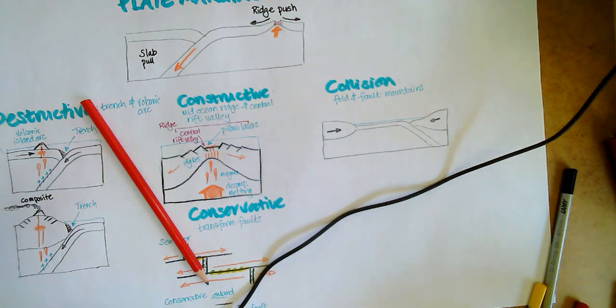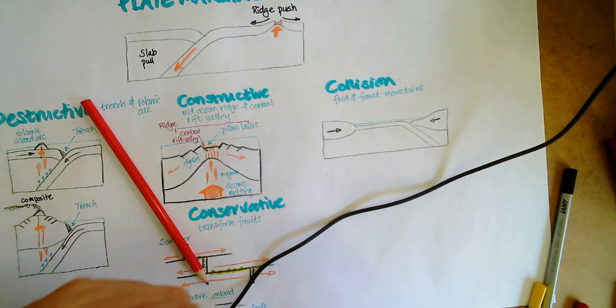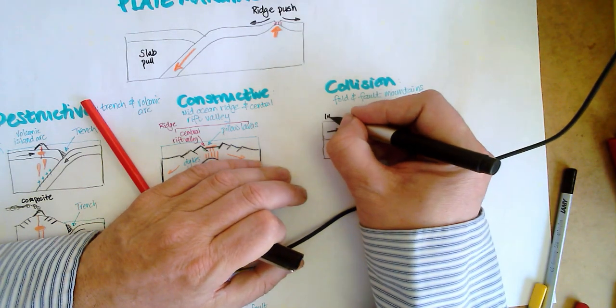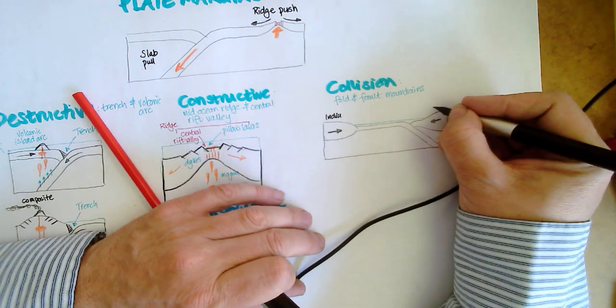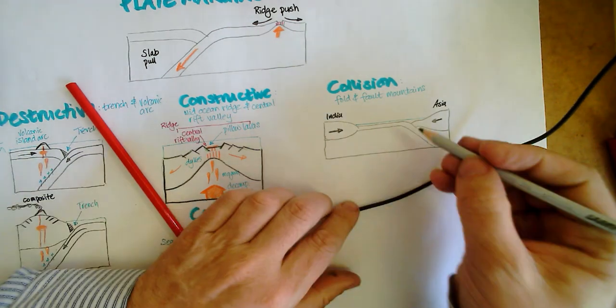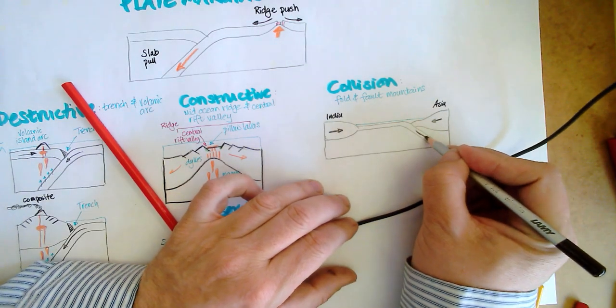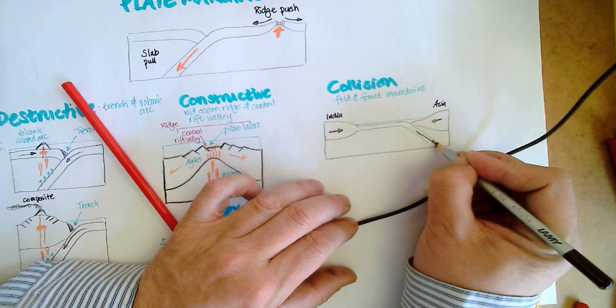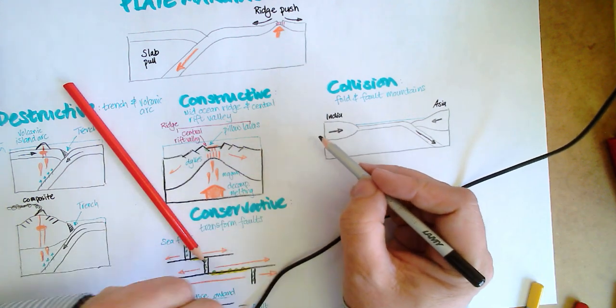This is India. And this is Asia. And we've got the subduction occurring down here, this slab pull, which is pulling the two together. And remember, way back here, we've got some ridge push as well.